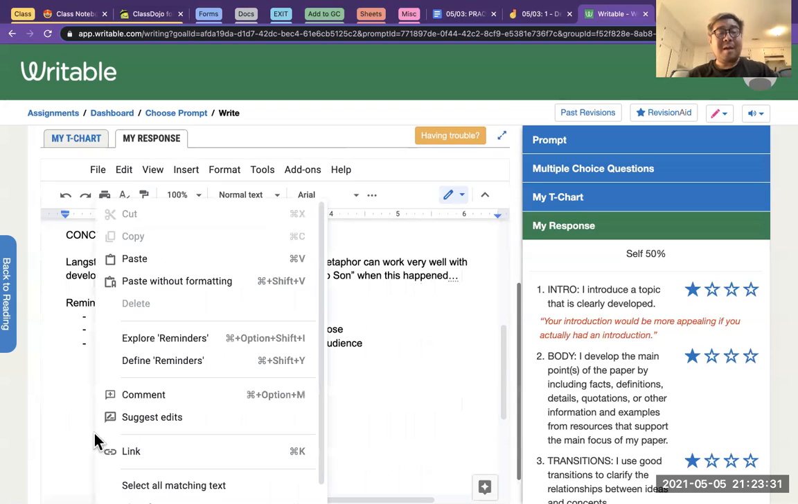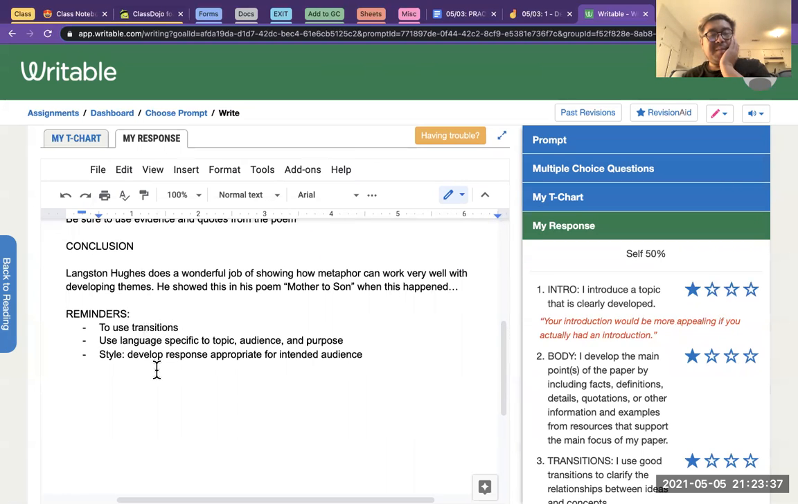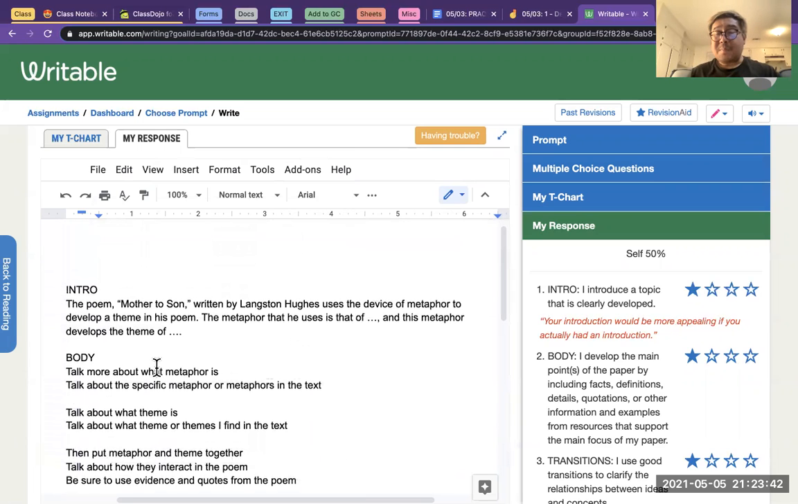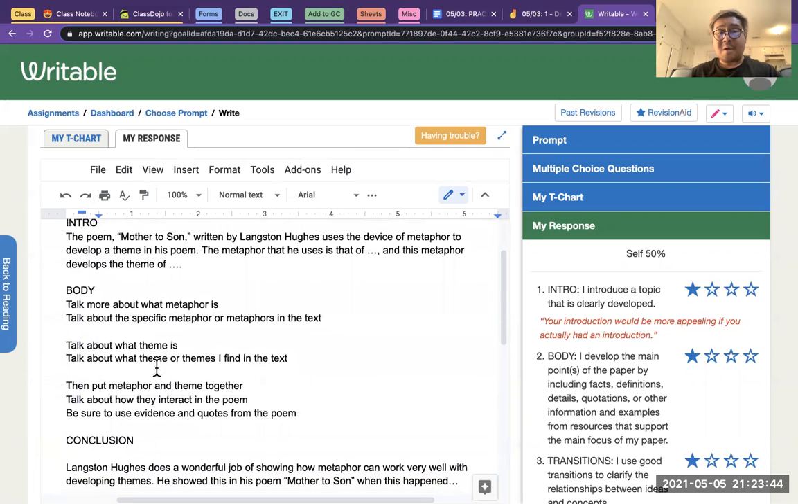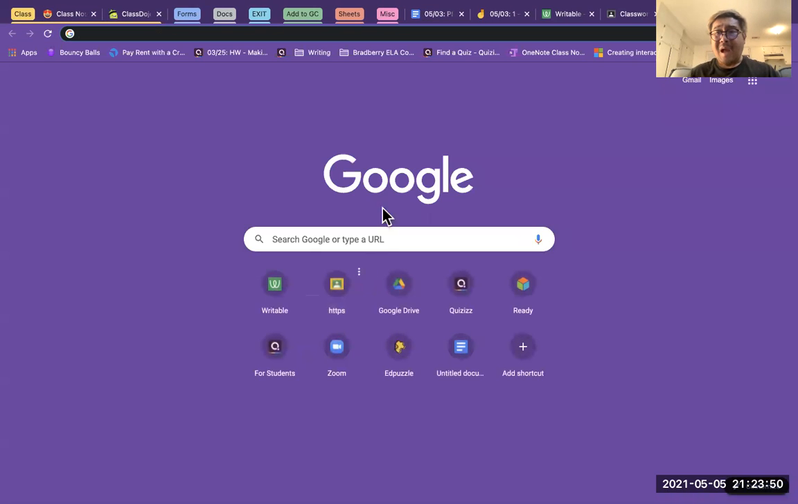Oh, I also have reminders. I forgot about these. So, did I use transitions? Okay, what are good transitions? Let's pretend I don't know what good transitions are, right? So you probably forgot. So what do you do? You go to Google. I do not mind if you go to Google.